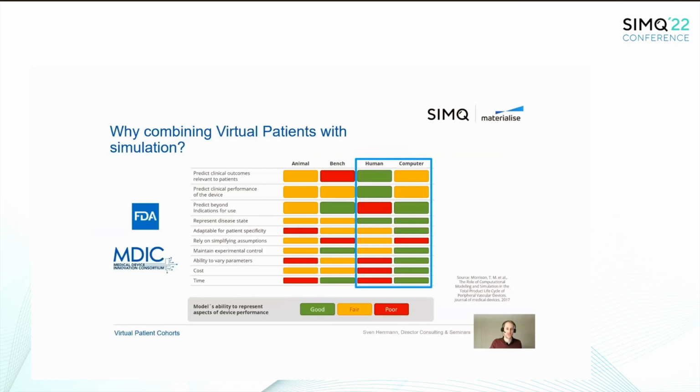When we compare those two, we see that computer simulations come along with a lot of advantages when representing certain aspects of device performance. There are several fields where computer simulations even outmatch human subjects, such as predictions beyond the indications of use, adoption for patient-specific properties, or variation of parameters like implant selection and positioning within one subject. At the end, those are the crucial areas besides cost and time where computer simulation has the potential to support and augment preclinical studies or even clinical trials.